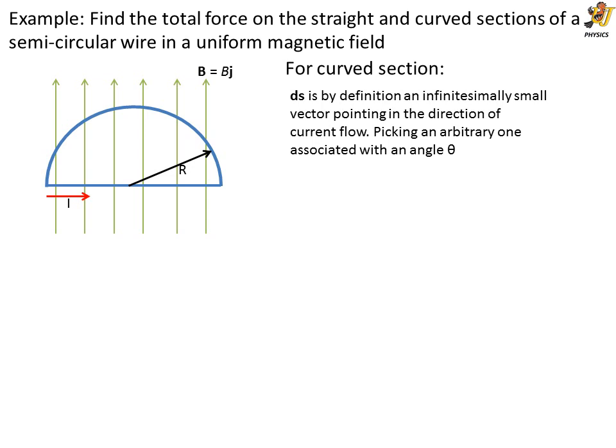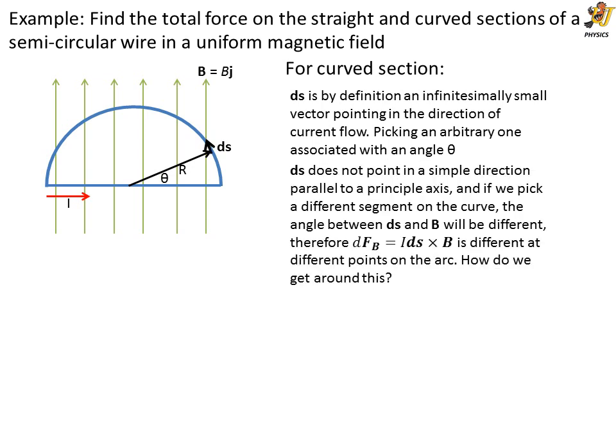Again, we choose an infinitesimally small element of the conducting wire somewhere on the curved section of the conductor. However, we note 2 things now. First of all, ds does not point along any of our principal axes. Second of all, depending on where I choose ds on the curved section of the conductor, the orientation between ds and the magnetic field changes.